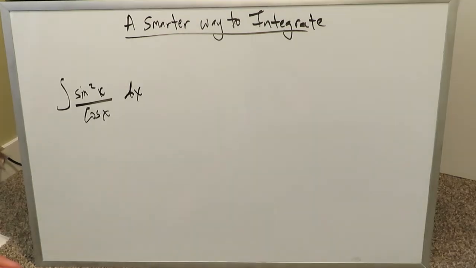So what exactly do I mean when I say a smarter way to integrate? It's not meant as an insult by any means. It just means that you have to use good judgment when it comes to integrating, especially with trigonometric functions. This could be handled in several ways, and I'll show you two. One way is considered the smarter way because it's very easy. The other way, you'll take the longer route and you'll still get to the same end result.